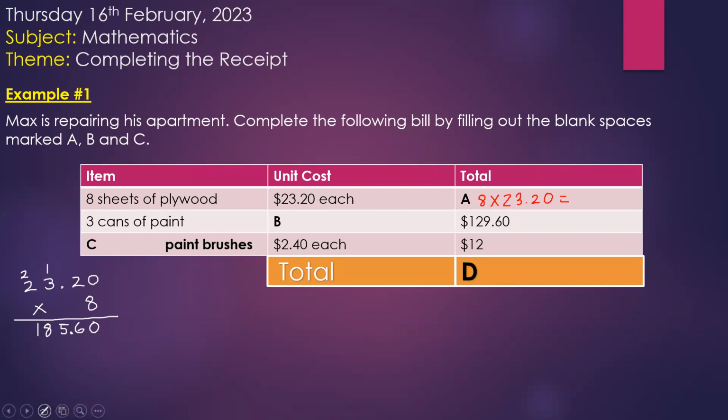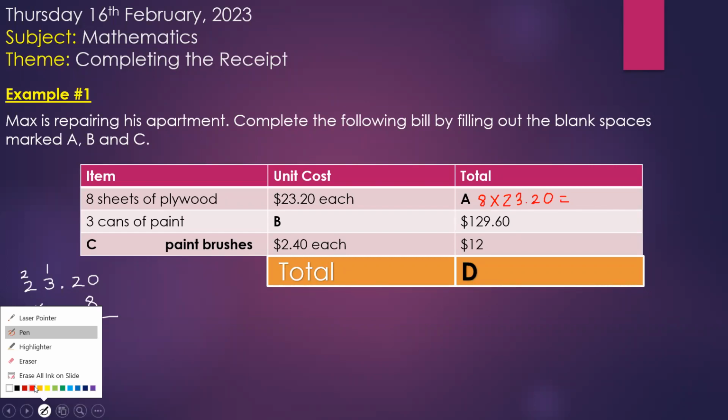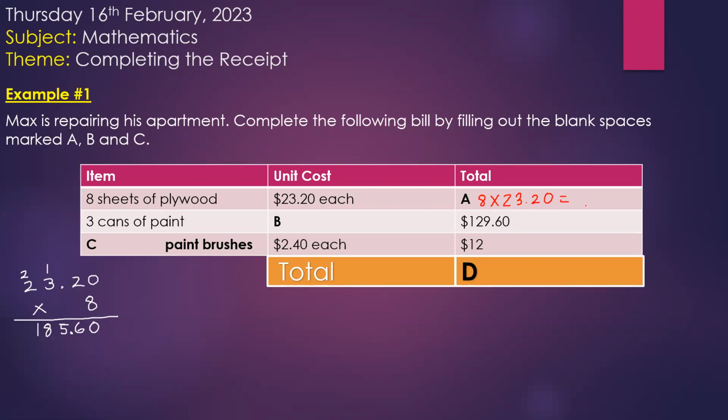Now someone's asking about the C, the paintbrush, should it be separated like that? Yes, it should be separated like that. So the answer is what? $185.60.